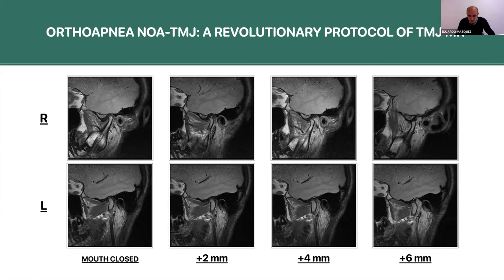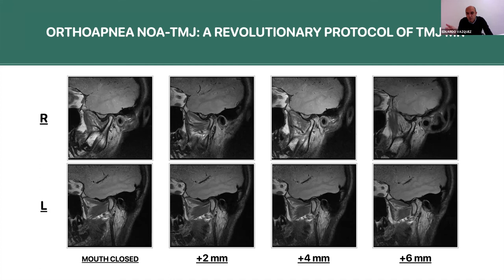But for measurements of the airway, to take volumes of the airway, you cannot take 4 images at different protrusions. This is very aggressive in terms of radiation for the patient. But with an MRI, there's no problem. We can take as many as we want. There's no radiation. So the patient is placed in the MRI device, and we tell the technician, okay, we want images with mouth closed, plus 2 millimeters, plus 4 millimeters, plus 6 millimeters. And we know exactly the disc-condyle relationship at each degree of mandibular protrusion. For example, in this particular case, we can see that the best position is plus 6 millimeters.